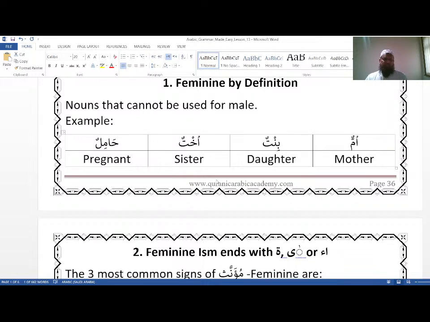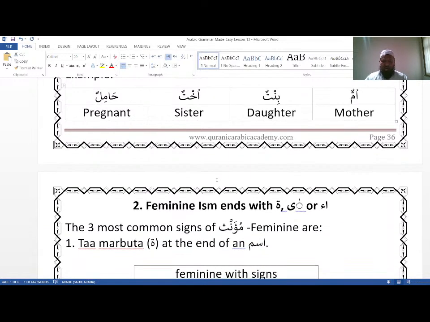Number 2, feminine isms end with ta marbuta, alif maksura, or alif mamduda. The 3 most common signs of muannas are: number 1, ta marbuta at the end of an ism. So any ism where we see the ta marbuta, we will know that ism is muannas.